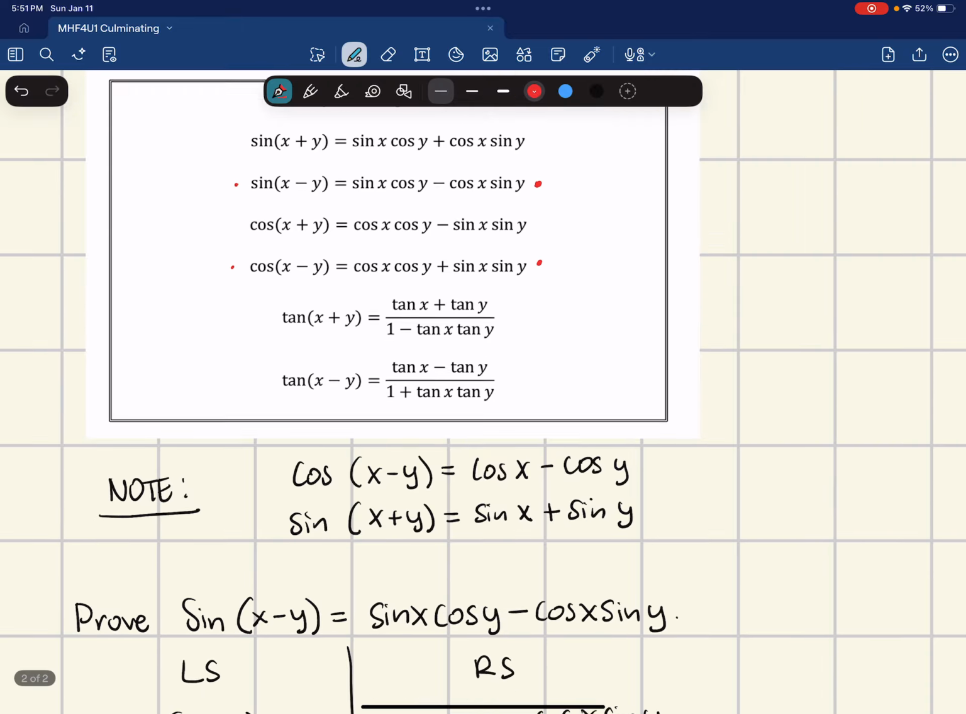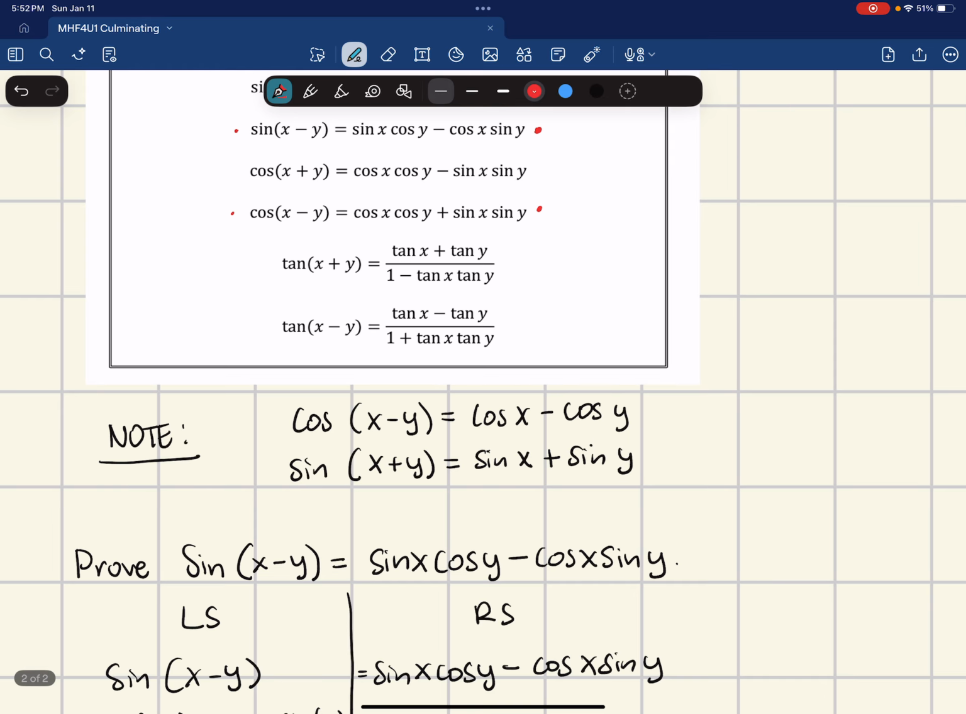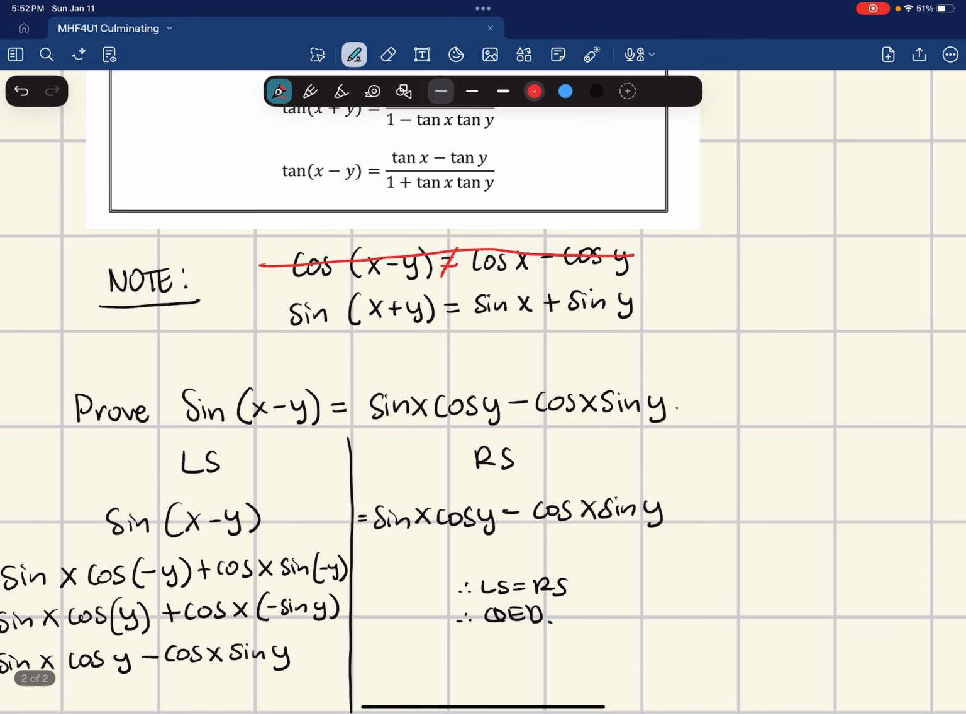Okay, so just to break this down a little bit, I know a lot of people, when they first see this, don't understand that cos(x minus y) does not equal cos x minus cos y. It absolutely does not. That is completely wrong, and that is something we just need to forget about. The same thing applies with sine(x plus y) not equaling sine x plus sine y.